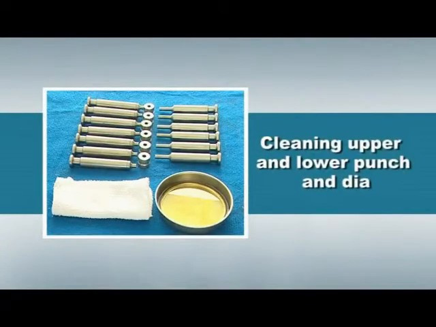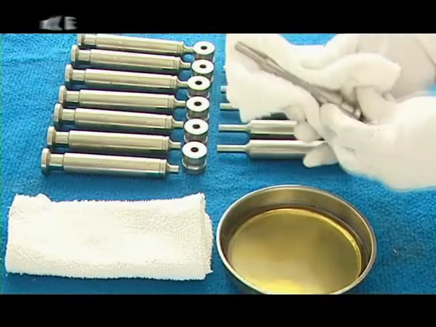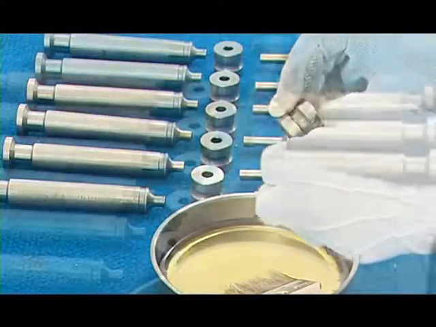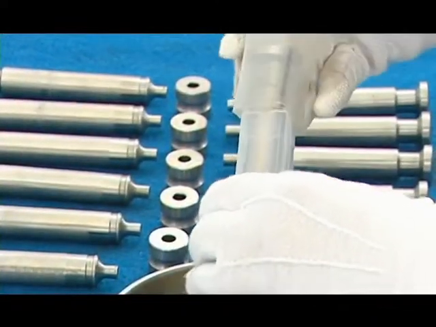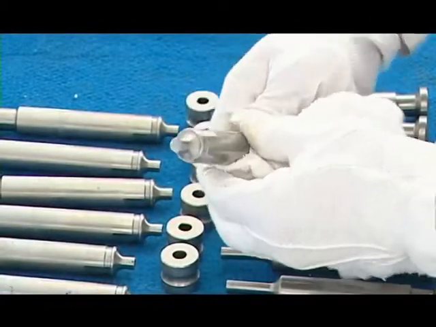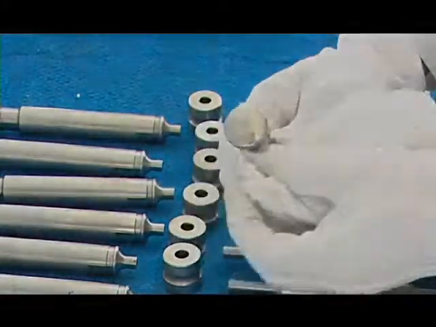Cleaning upper and lower punch and adhere. Unload the upper and lower punch and adhere and then clean them. After that, cover them with lubrication oil and put them into the special box. To reinstall the module, clean the cover of the pump with medicinal alcohol. Install the pump and adhere into the machine.